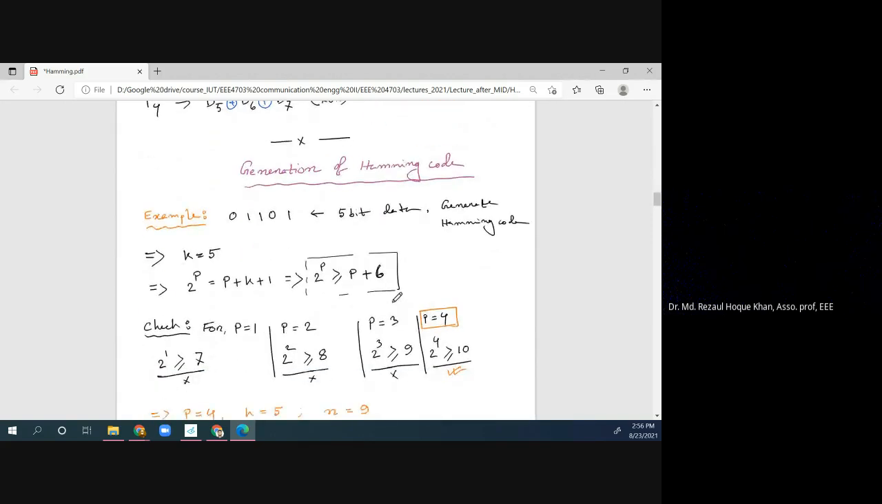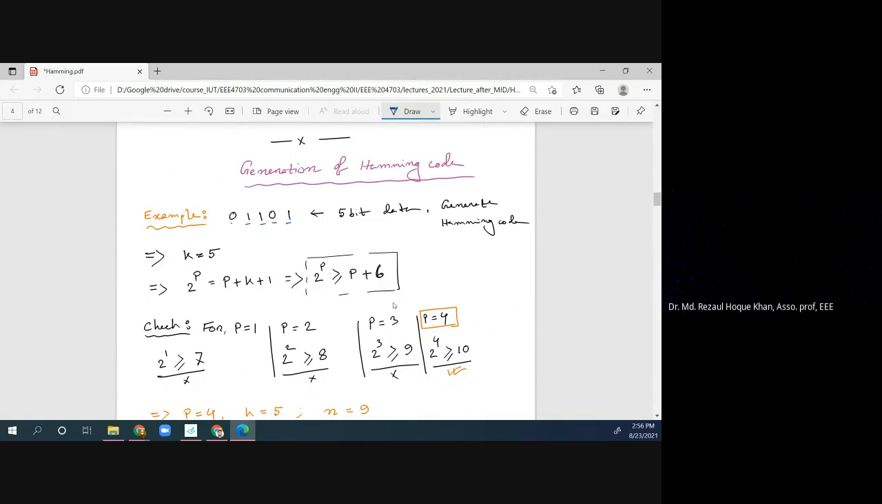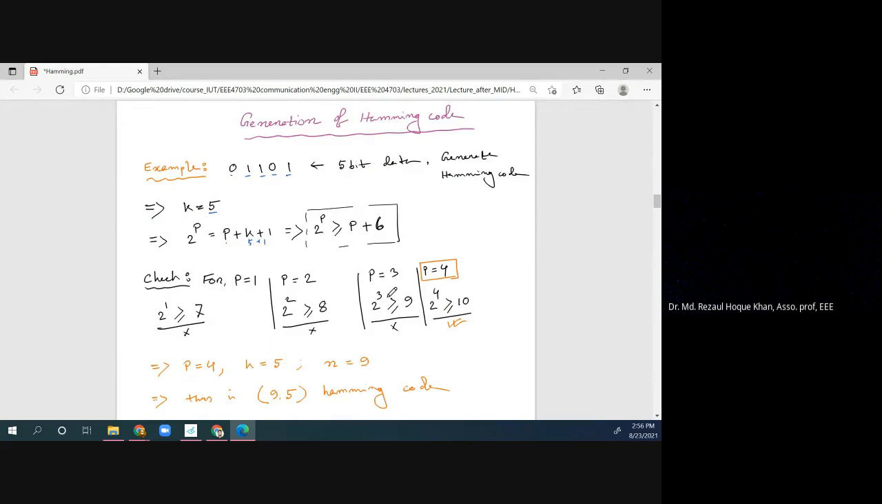Okay, let's see an example. Here is an example: 1, 2, 3, 4, 5. So k equals 5 message bits. Our condition was 2 to the power p is greater than or equal to p plus k plus 1. Okay, k is 5, so p plus 6, since 5 plus 1 is 6. Let's check at what p this condition is satisfied. 2 to the power 1 cannot satisfy. 2 to the power 2 cannot satisfy. 2 to the power 3 cannot satisfy. What about p equal to 4? What will happen?